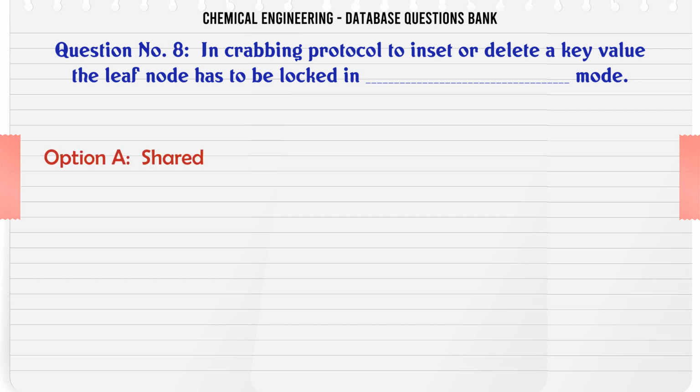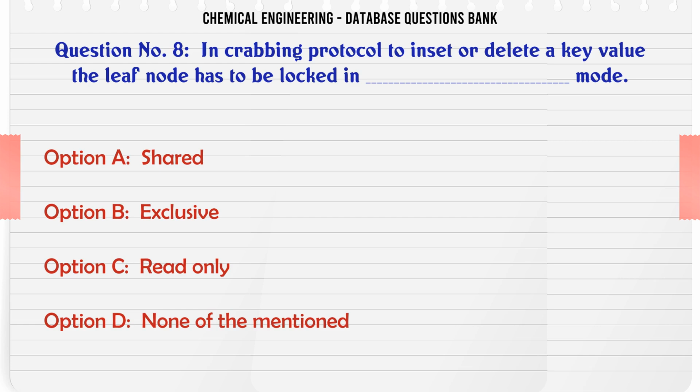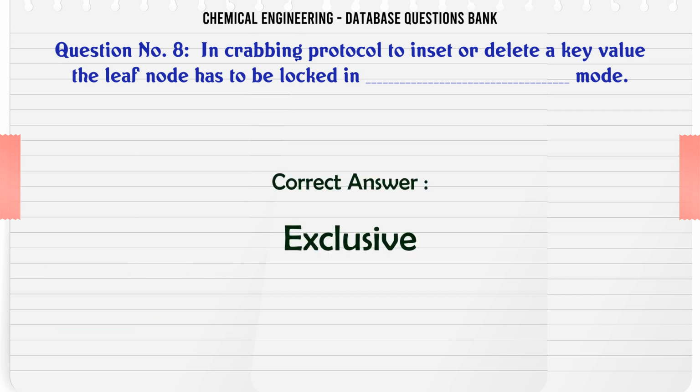In crabbing protocol, to insert or delete a key value, the leaf node has to be locked in mode A, shared, B, exclusive, C, read only, D, none of the mentioned. The correct answer is exclusive.